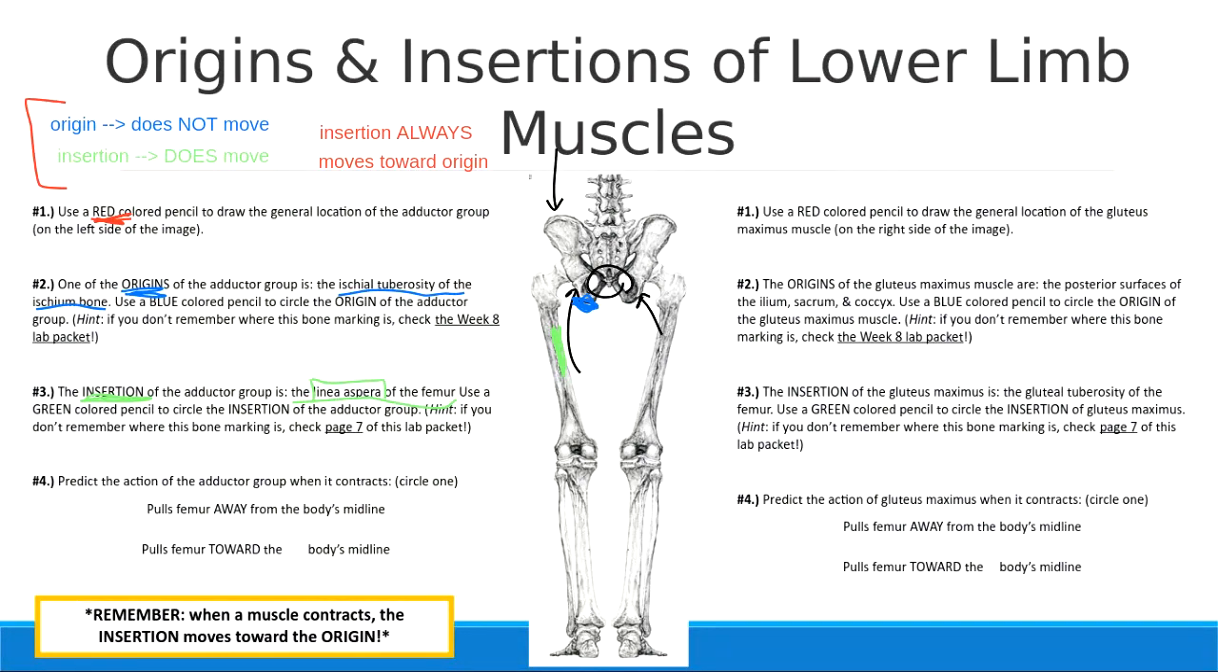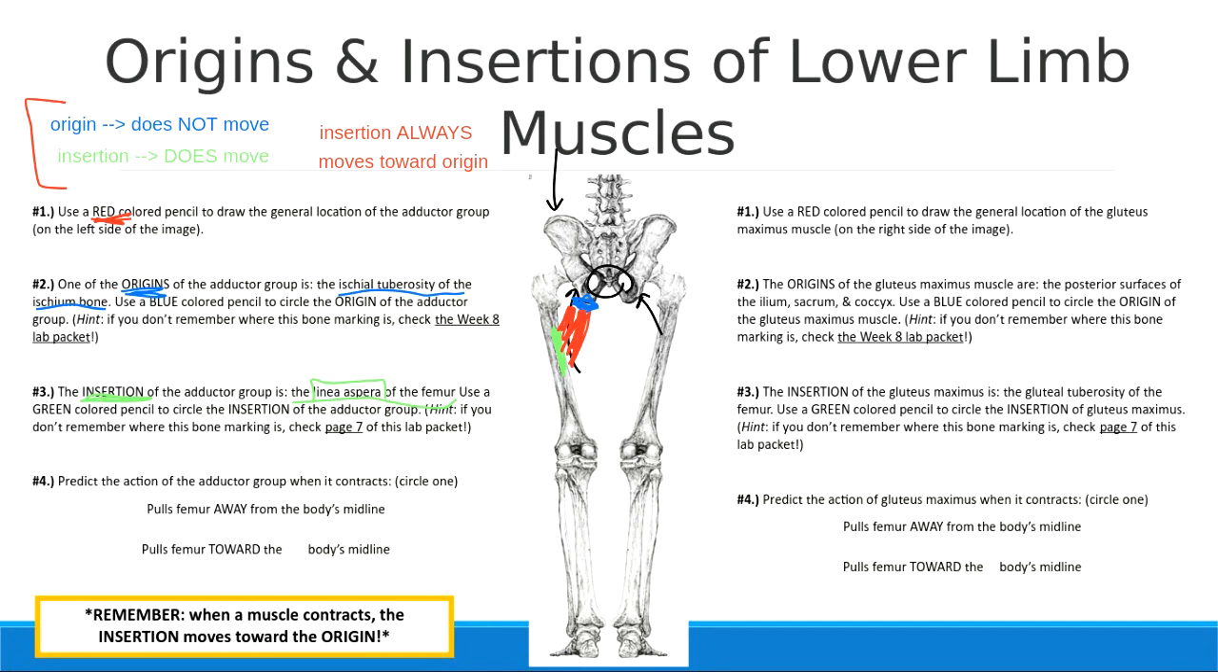I've just done a terrible job of drawing, but have drawn nonetheless the general location of the adductor group. Remember, that was the one that we said we could see peaking on the thigh, peaking at an angle there. So I've identified the attachment sites that don't move. I've identified the attachment sites that move. The last part of this activity is part number 4, where we are predicting the action of this muscle.